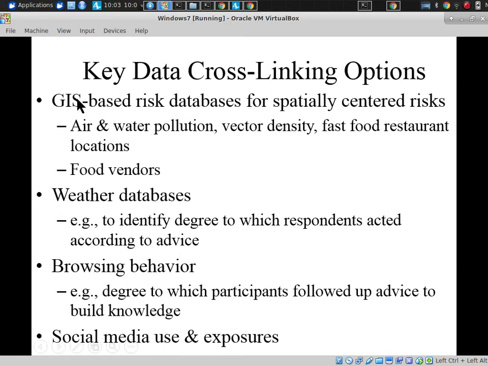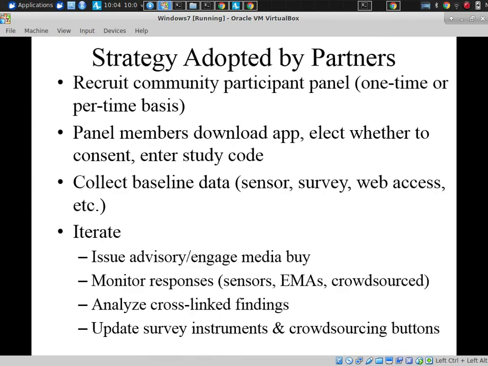An obvious example is GIS data, Geographic Information Systems, data that contains information on the places they're visiting, which we recognize through the GPS. Are they visiting fast food restaurants? Are they visiting beaches? Are they visiting beaches with known closures? Are they visiting beaches with posted advisories? In other cases, we link it to weather, or we link it up with their browsing behavior as collected via the smartphones or with smartphone media use.